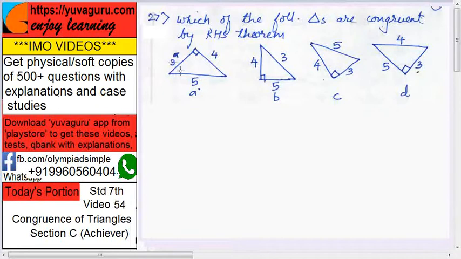Now check A and C. One side is 3, 3. One side is 4, 4. Hypotenuse 5, 5. So that's why A and C are congruent. Okay, very important: for RHS the triangles should be right angled. That is a very important condition.